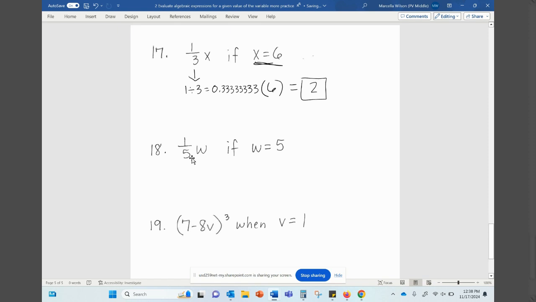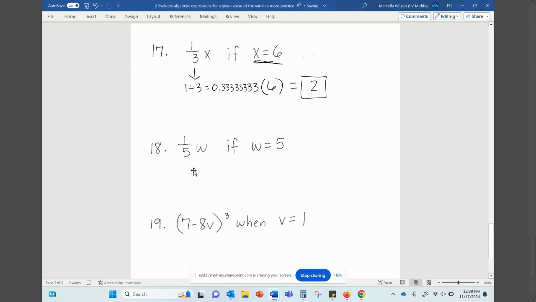So 18 is the same. You turn 1/5 into a decimal and then multiply it by 5.